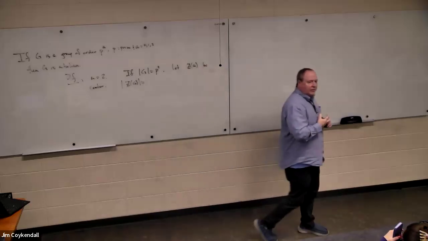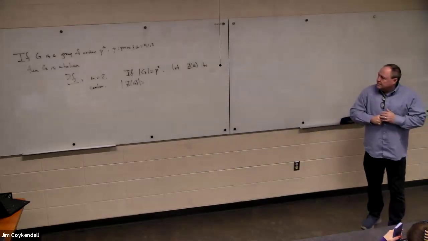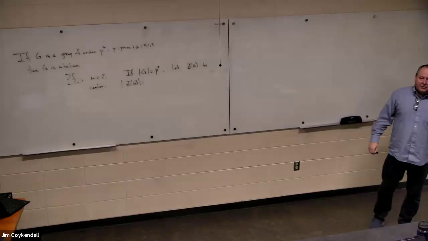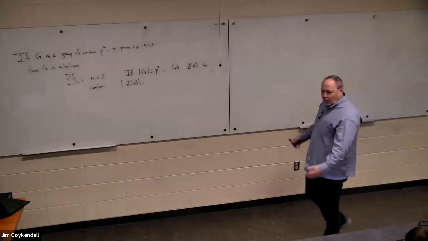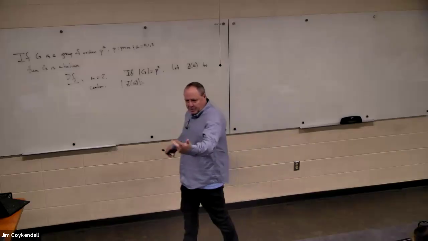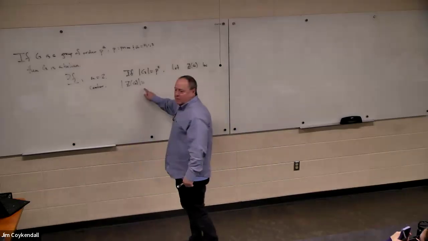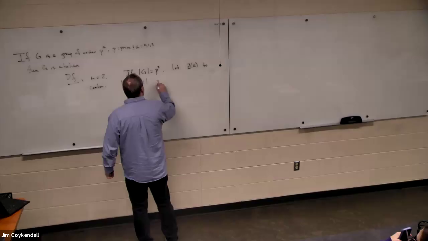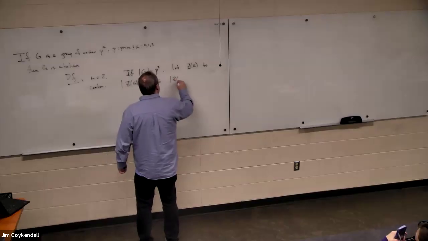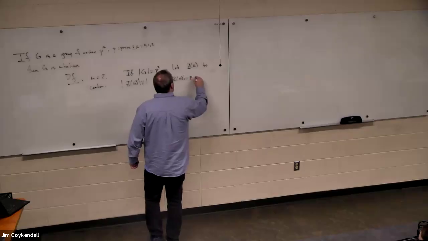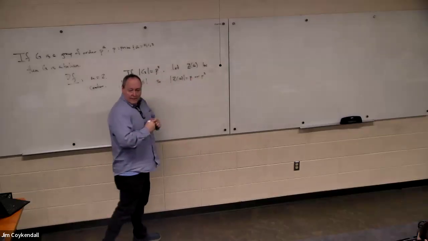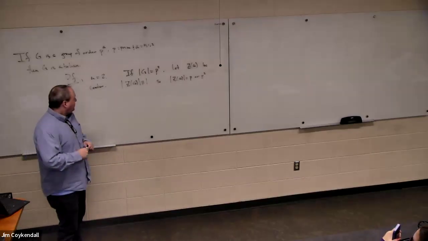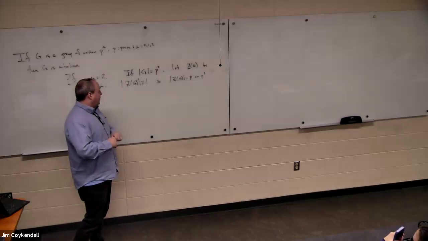So what do we know about the order of the center? Well, the center is a subgroup, right? So the order of the center has to divide p squared. So what are the divisors of p squared? 1, p, p squared, right? But the center of G is not equal to the identity. So the order of the center of G is equal to p or p squared. Agreed? That's it. Has to be one of those two. Everybody agree with that? This is that corollary that any p-group has a non-trivial center.